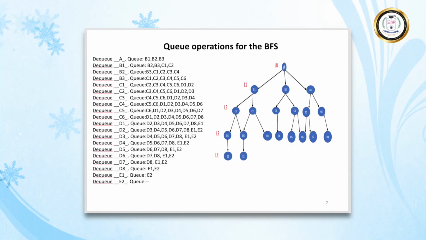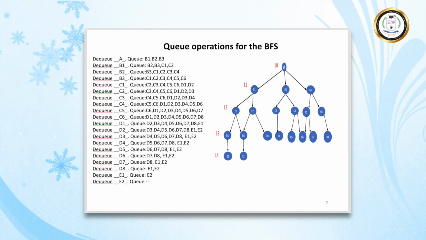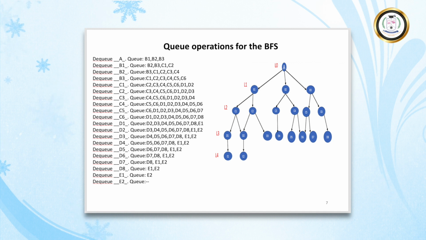C5 and C6 are the child nodes of B3. Next, dequeue C1 and keep the child nodes C2, C3, C4, C5, C6, D1 and D2 in the queue. D1 and D2 are the child nodes of C1. Repeat the same process until the queue is empty.